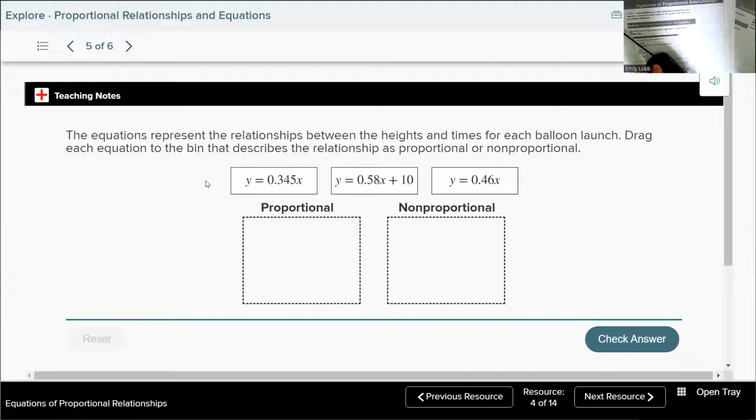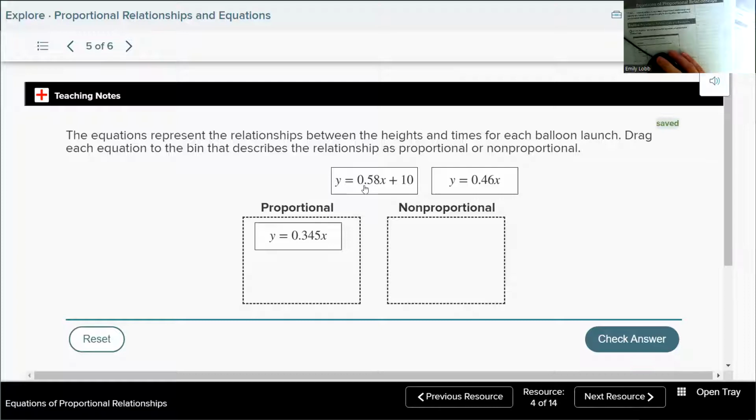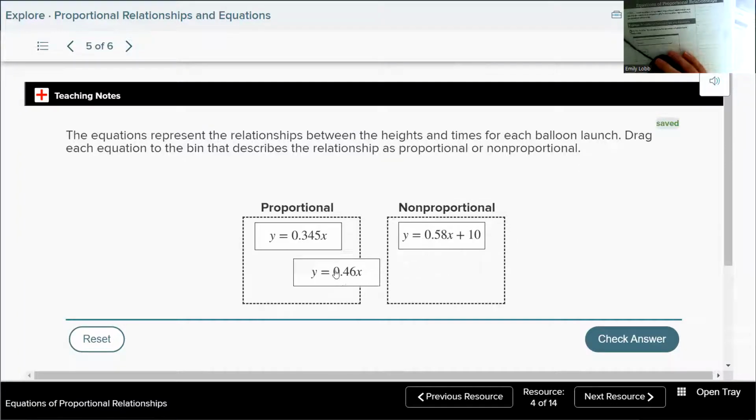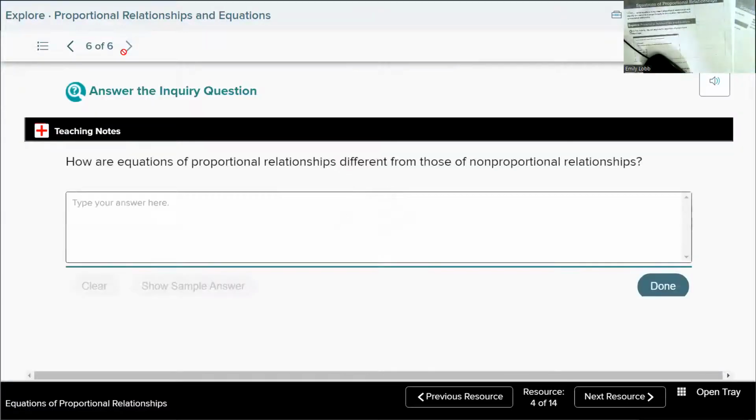All right, so if we had to align these with what was proportional and what was non-proportional, anything with an addition sign would be labeled as non-proportional. So, is this proportional? Yes, that was one of our equations. Is this proportional? No, it has an addition sign in it. Is this proportional? Yes. All right. So how are equations different from those non-proportional? Well, we talked about how we added or started at a different point, right?